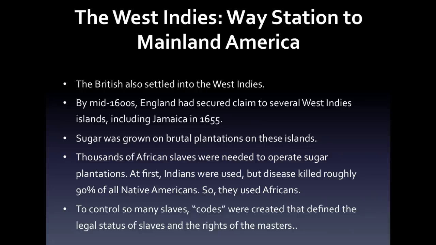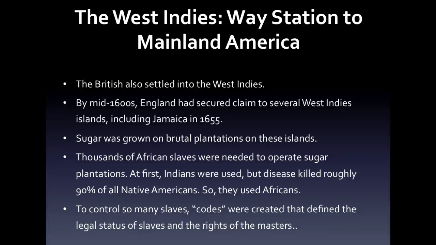Thousands and thousands of slaves were used to operate these plantations because they tried to use the natives, but the natives died off because of disease, and they didn't really know the crop, while African slaves were more resistant to diseases because they had already been introduced to the Europeans, and they knew the crop better.